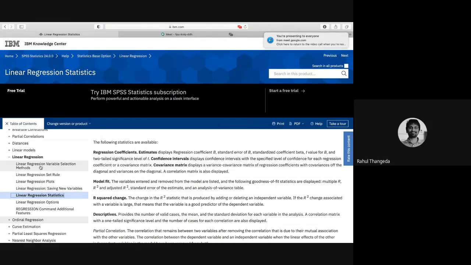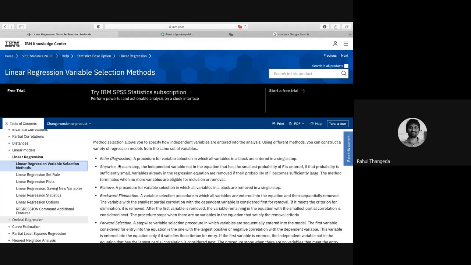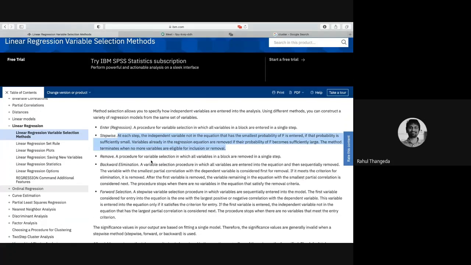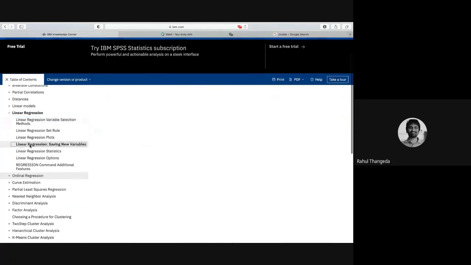Right now I said linear regression, right? So when I click on this, see, enter: a procedure for variable selection in which all variables will be considered in a single step. Stepwise: at each step, the independent variable not in the equation that has the smallest probability of F is removed. Backward, forward, everything is very clearly given here.